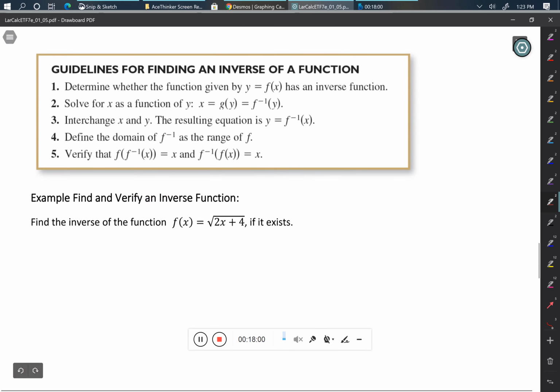Okay? Now, what if your job was to find an inverse? Well, we're at about 18 minutes right here, so I'm going to stop this video and come back, and the second part of section 1.5 will be how to find that inverse.